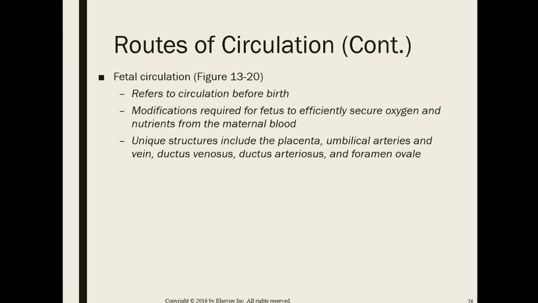So what we'll see is the placenta, umbilical arteries and veins, the ductus venosus, the ductus arteriosus, and the foramen ovale. So the ductus arteriosus is going to bypass the undeveloped lungs of the fetus. The foramen ovale is going to direct blood flow from the right atrium to the left atrium. And then the ductus venosus is going to bypass the immature liver.